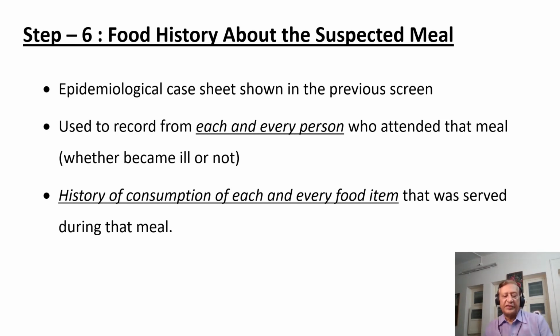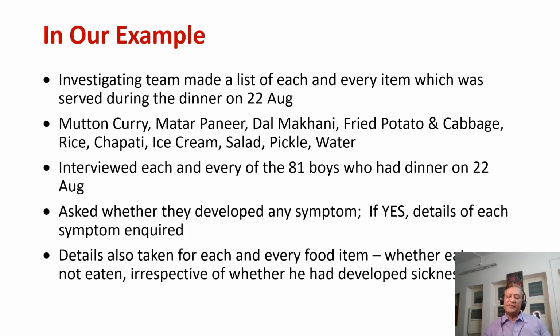Now the next step, that is step number 6, involves getting the food histories about the suspected meal. Once the meal which was most probably associated with the epidemic has been identified, the epidemiological case sheet shown in the previous screen is used, and each and every person who attended that meal is interviewed and asked about the history of consumption of each and every food item that was served during the meal. So in our example, our investigating team made a list of each and every item which was served during the dinner on 22nd of August.